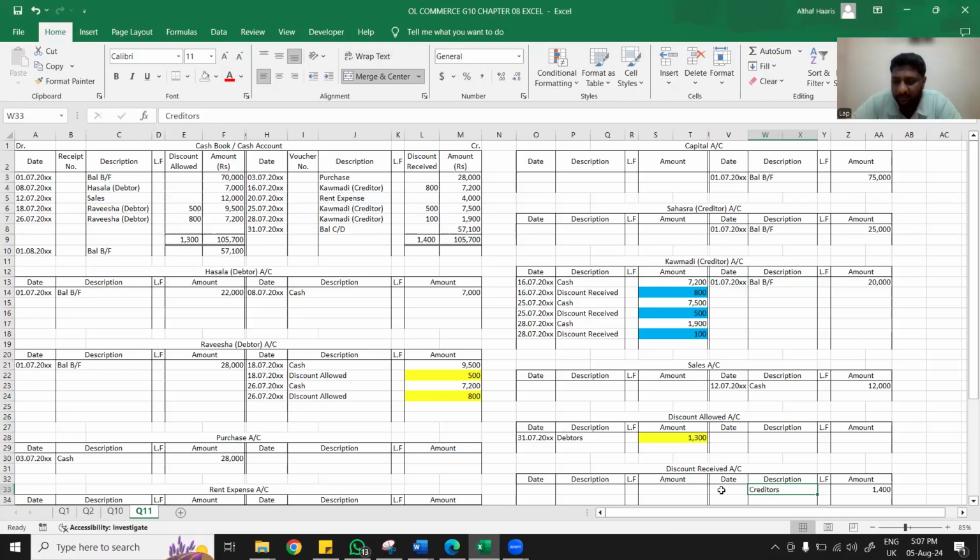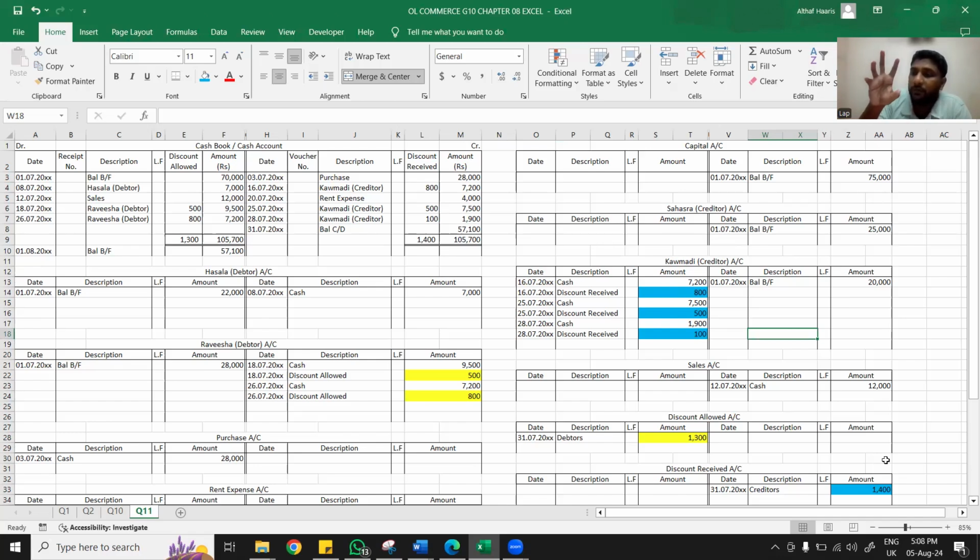31st July 20XX. So now here you can see, debit creditor account, credit discount received account. So that temporary value we credited to the correct discount received account. Temporarily we recorded in the cash account, or in the cash book. Now we have correctly recorded it in the discount received account. At the last, always you have to do these two.